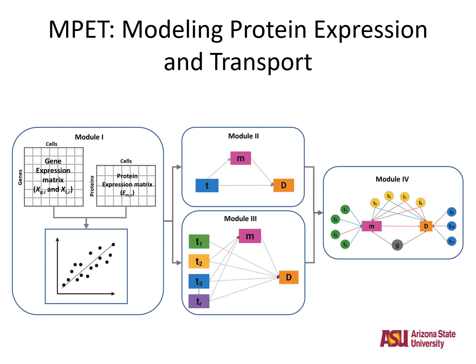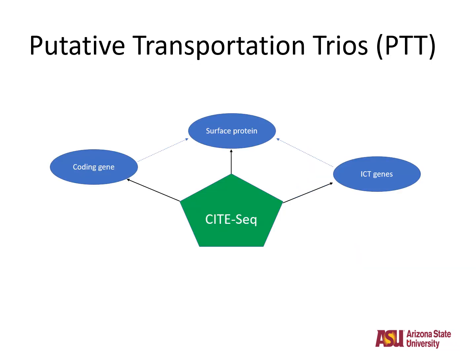MPET is built around what we call putative transportation trios, or PTTs. Each trio consists of a surface protein, its coding gene, and one ICT gene. For every combination, MPET tests whether the ICT gene is significantly associated with surface protein abundance after accounting for the expression of the coding gene. Significant associations are retained as PTTs and serve as the input for the downstream analysis.